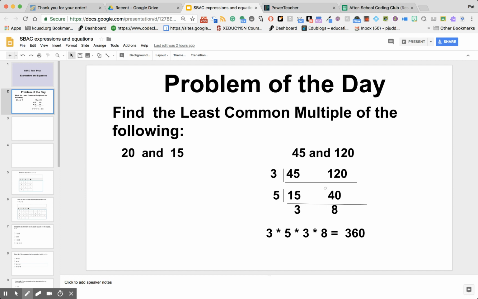I am now going to look at 15 and 40, and I want the smallest prime number to go into 15 and 40. And the smallest prime number this time is going to be 5. 5 goes into 15 3 times. 5 goes into 40 8 times. Once I can no longer pull out prime factors, I'm going to multiply the prime factors, the numbers that I pulled out, because 8 is not prime. My prime factors are on the side, and my remaining numbers are across the bottom. So I'm going to multiply 3 times 5 times 3 times 8. And altogether, that's 360. So your least common multiple is 360.